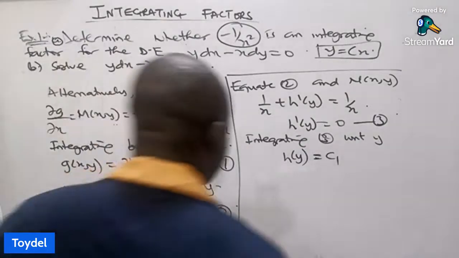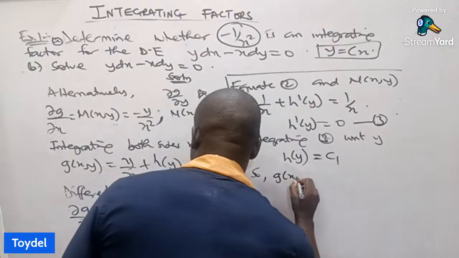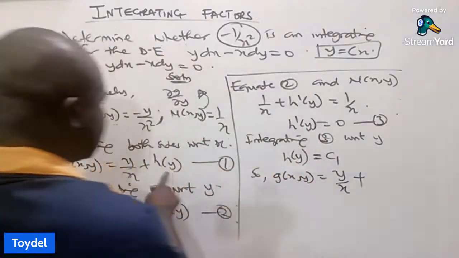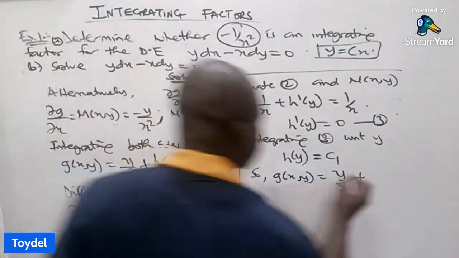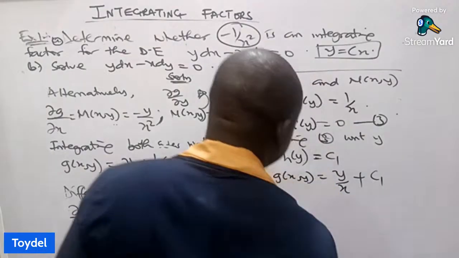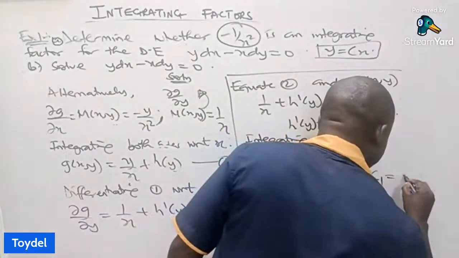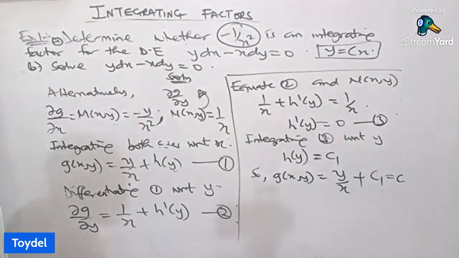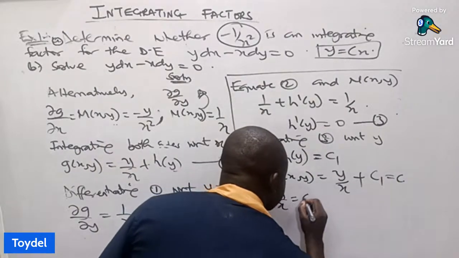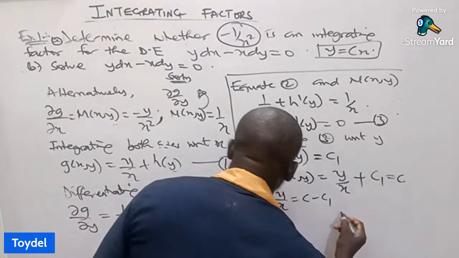Okay. So from equation 1, g of x, y will now be equal to y all over x plus, instead of h of y here, we change it to C1. Then, when you want to solve a problem under the exact differential equation, this will be equal to C. That is the normal standard under the differential equation. Then we have y all over x equal to C minus C1. We can call this C2.